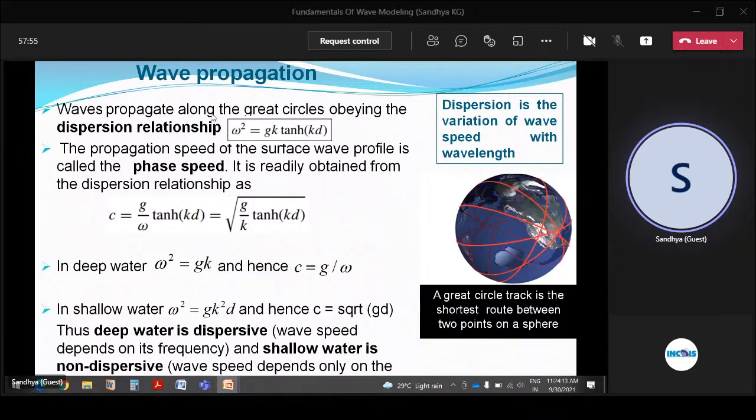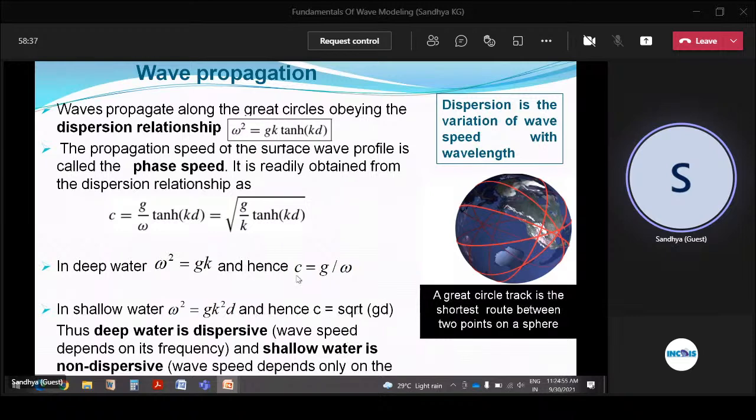Now, the propagation speed or the phase speed could be readily obtained from the dispersion relationship as c = g/omega tanh kd, or equal to root of (g/k tanh kd). Now in deep water, omega square is equal to gk. This could be readily obtained from this equation, because tanh kd approaches 1 in deep water. And so, because omega square is equal to gk, the velocity c is equal to g by omega. And in shallow water, omega square is equal to gk square d, and so c is equal to square root of gd.